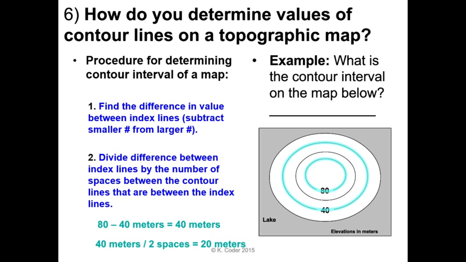meters per interval. So that means that our middle line in between the 40 and 80 would be 40 plus 20, which makes it 60. Or if we were to go below the 80, it would be 80 minus 20, which would make the middle line 60 as well.